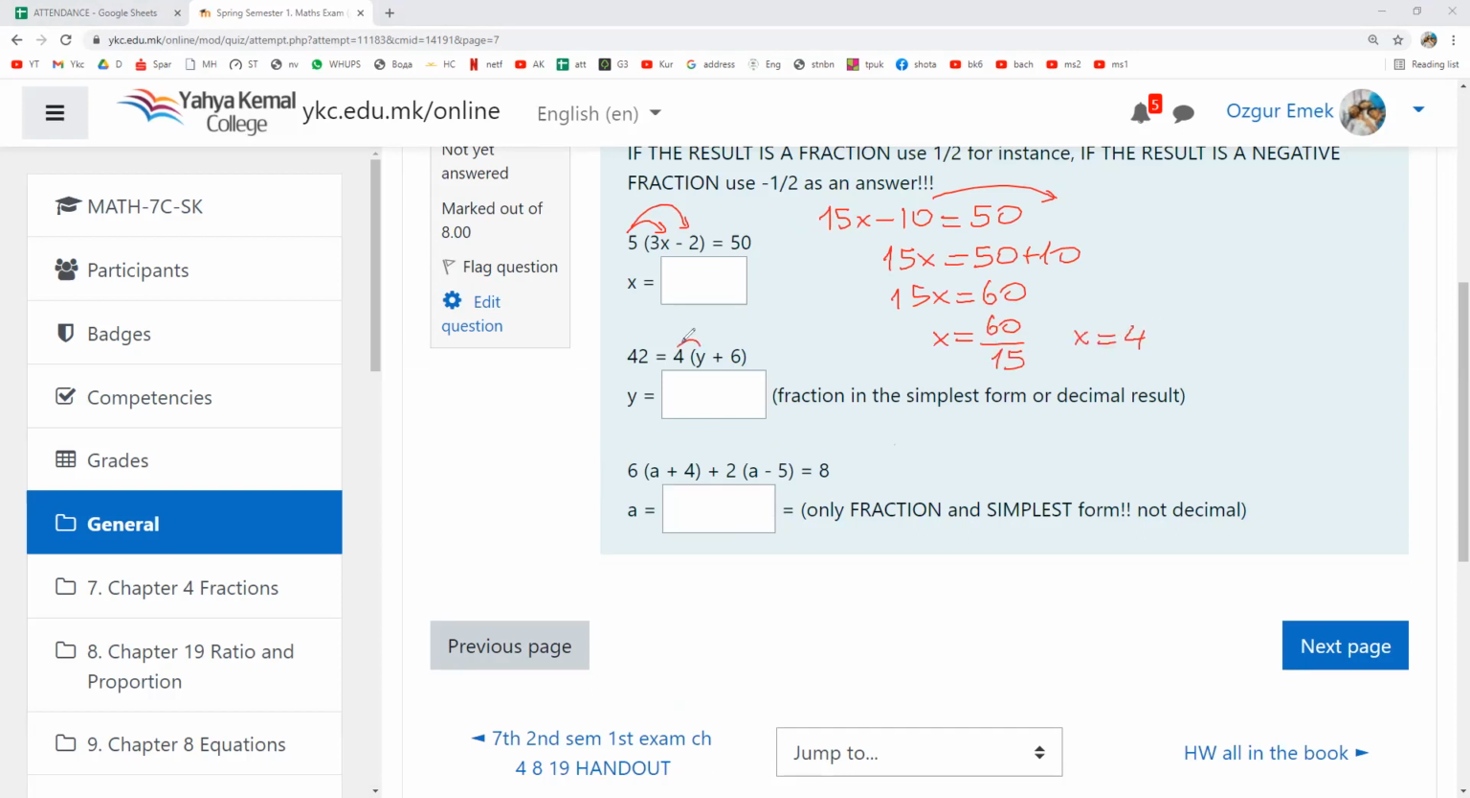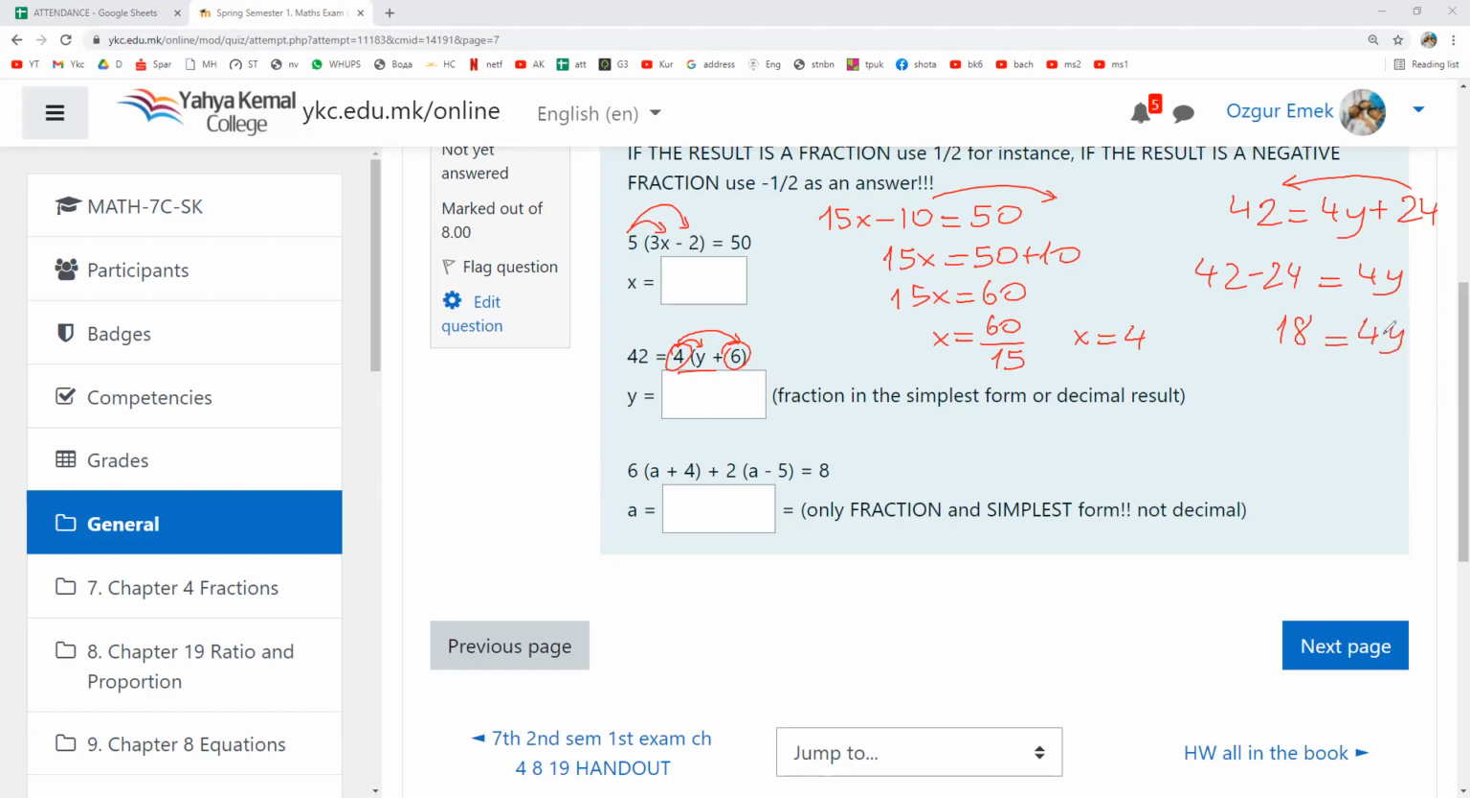We need distribution again. 4 times y, 4y. 42 equals 4y. And 4 times 6, plus 24. Plus 24 on the left side. Look, 42 and 4y, I'm rewriting. Only switching the side of 24. Plus 24 on the left side, minus 24. Is that equal to 18? Yes. That's equal to 4y.